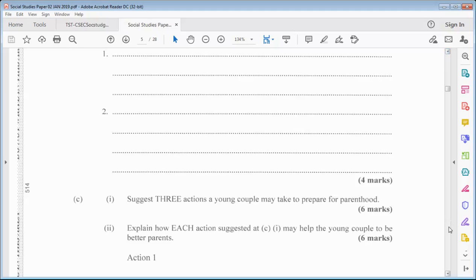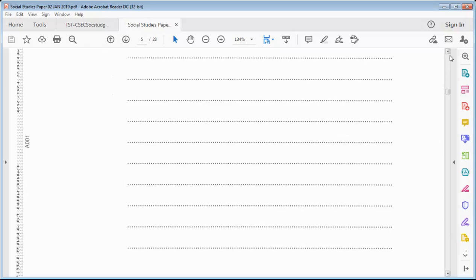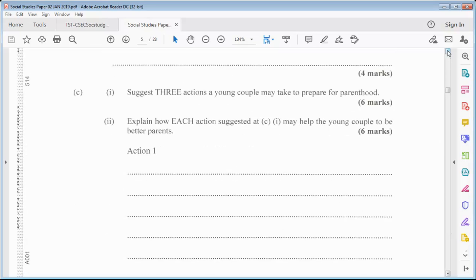Let's go on to question C, the final part of this question. It says, suggest 3 actions a young couple may take to prepare for parenthood, and then, the second part of the question, you are required to explain how each action suggested at CI may help the young couple to be better parents. So, how can a young couple prepare for parenthood? Well, action 1, they should prepare physically, especially the expected mother, both maturity and health.